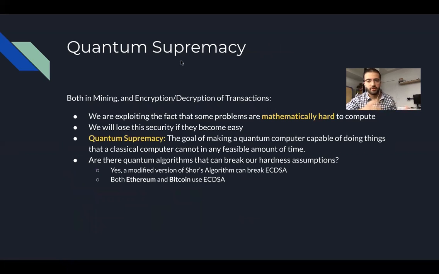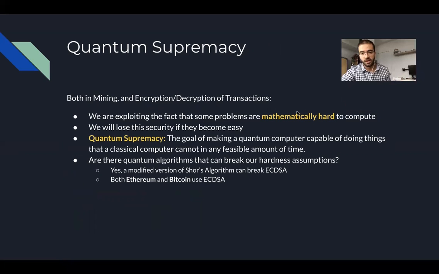Here comes the question of quantum supremacy. What if we're basically using the fact that these problems are very mathematically hard to solve to make our system secure? So what happens if there's some quantum computer that can solve these problems in a much, much faster way? Then the security will break.